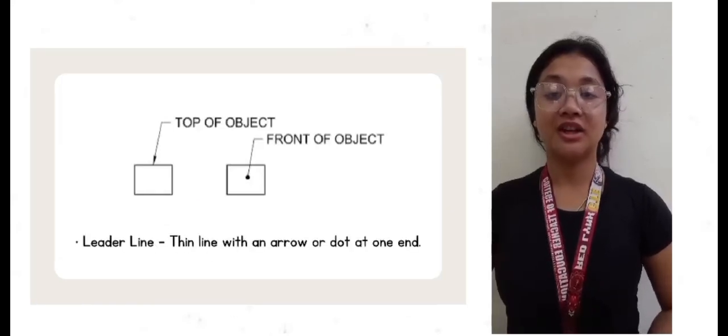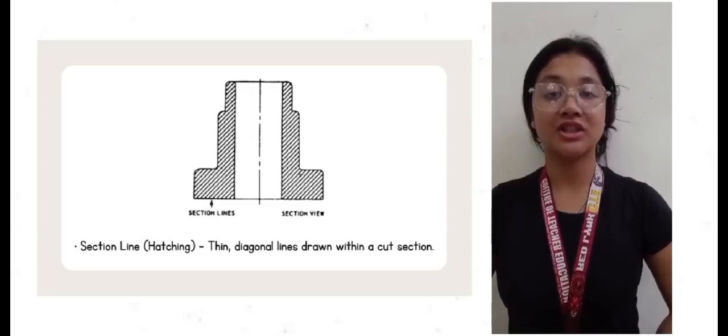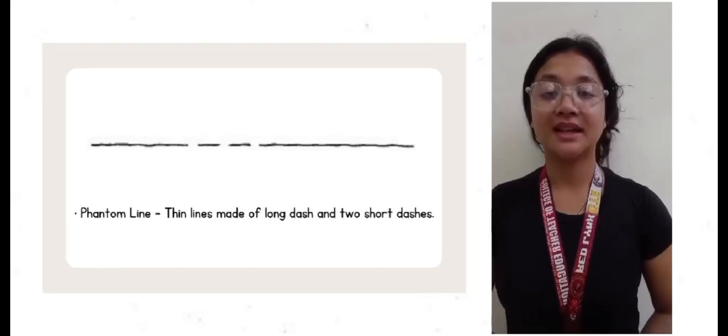Fourth, we have the leader line. A thin line with an arrow or dot at one end. Fifth, we have the section line, also known as hatching. Thin diagonal lines drawn within a cut section. Last but not the least, the phantom line. A thin line made of a long dash and two short dashes. Its purpose is to show alternate positions of a part or repeated details.